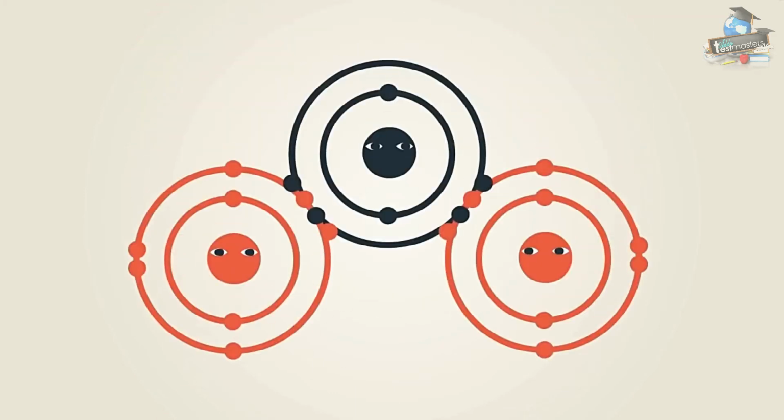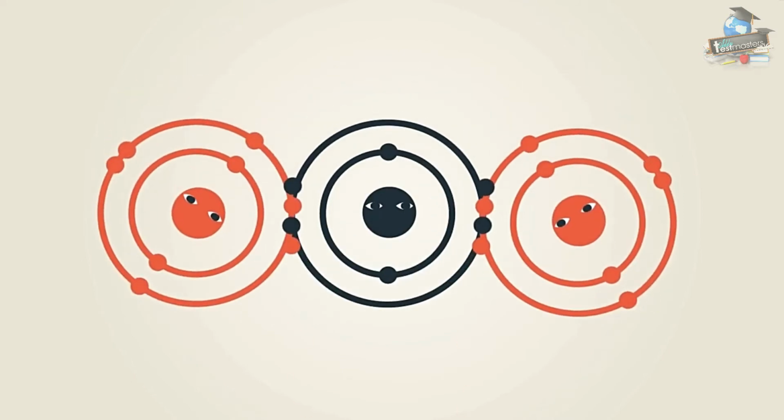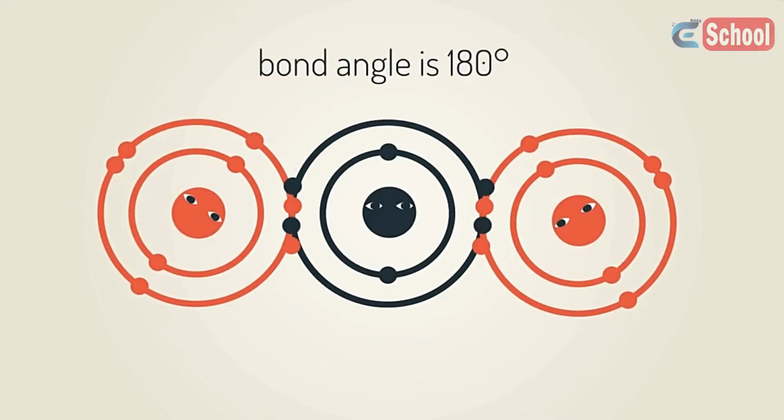The 2 groups of bonding electrons in carbon dioxide repel each other, and this keeps the oxygen atoms as far away from each other as possible. Because of this, we can say that the carbon dioxide bond angle is 180 degrees.